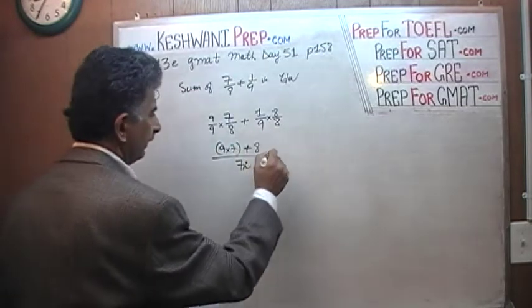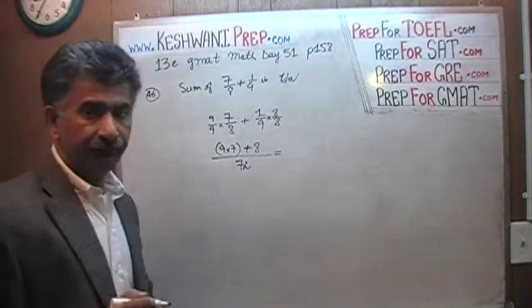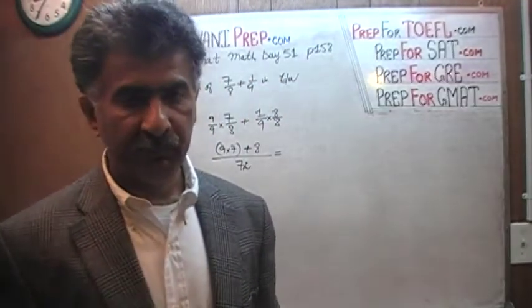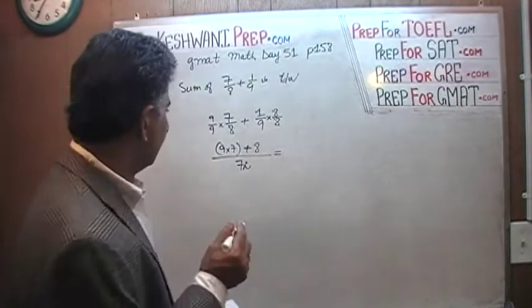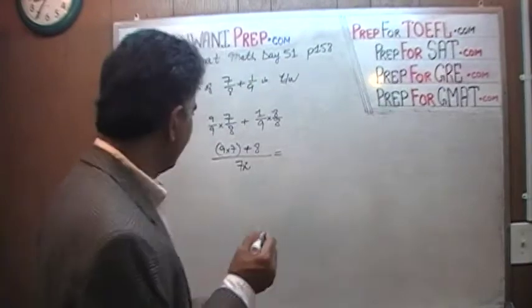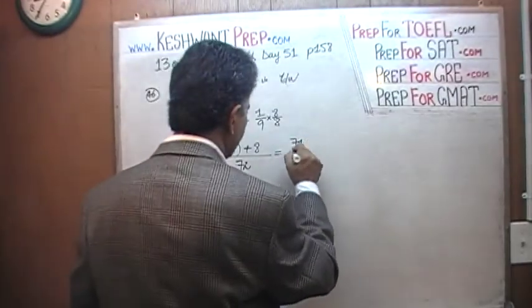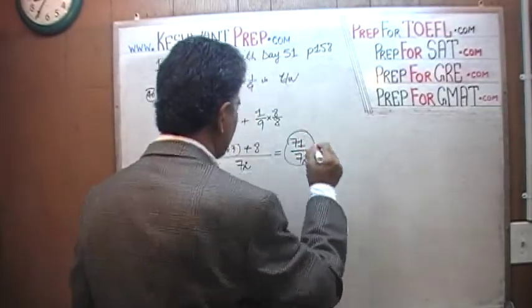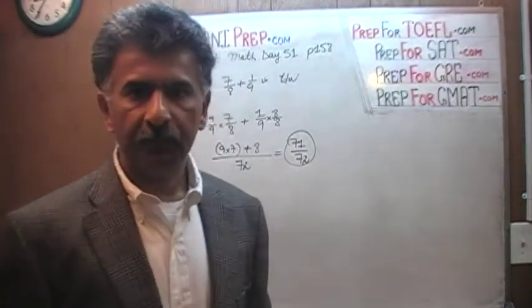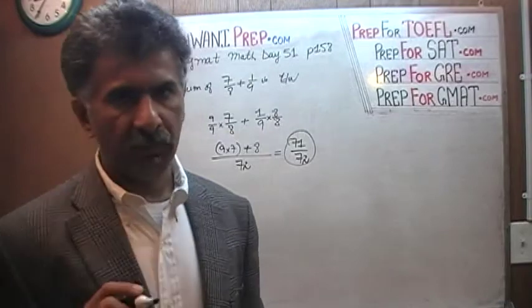1 times 8 is 8. 9 sevens are, well, I don't know what 9 sevens are. I know 10 sevens are 70. So 9 sevens must be 7 less than 70, 63. 63 plus 8, I know 63 plus 10 is 73, so it must be 71. Oh, what do you know? 71 over 72, I don't know about you, but to me 71 over 72 is pretty close to 1. So we're looking for a range where 1 falls.